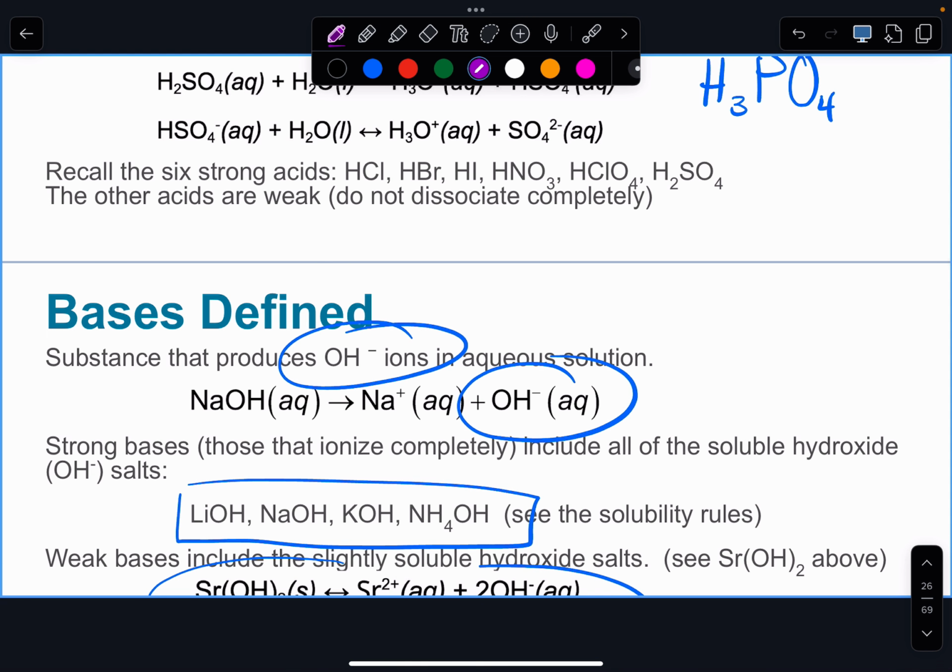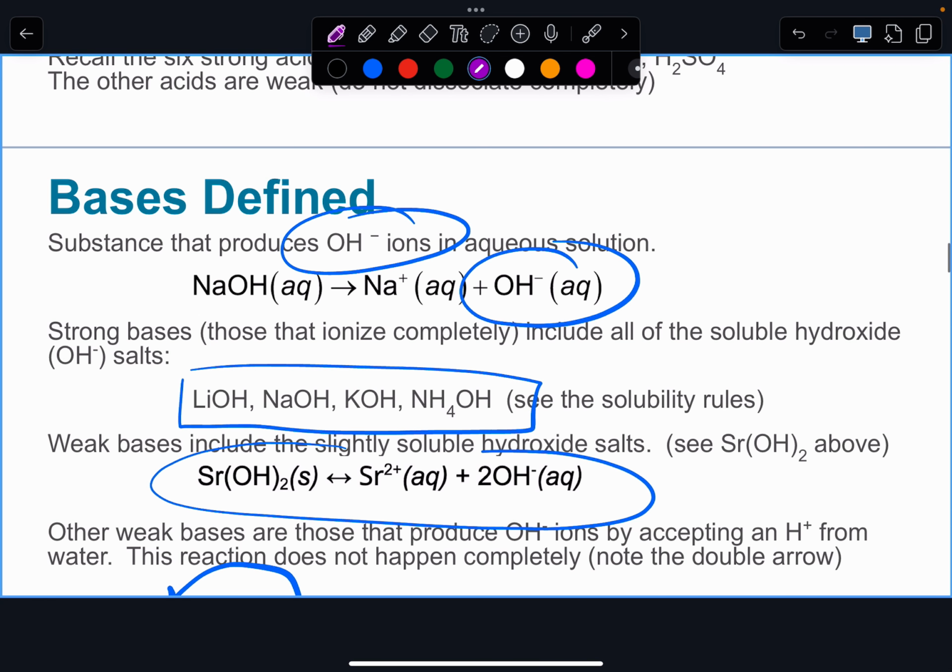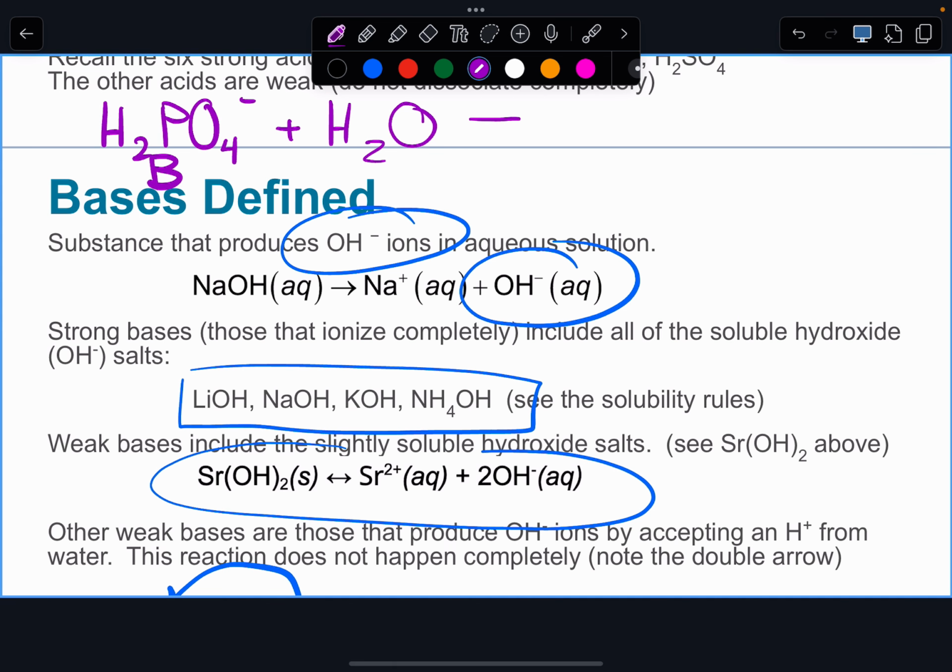I'm going to pick it. I always like to think of one that doesn't have charge, though. Okay. So I want you to write the reaction of this acting as a base. So it's a weak base, but I want you to show me what the products would be.